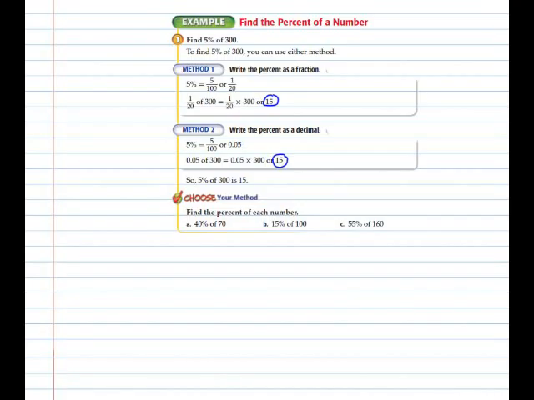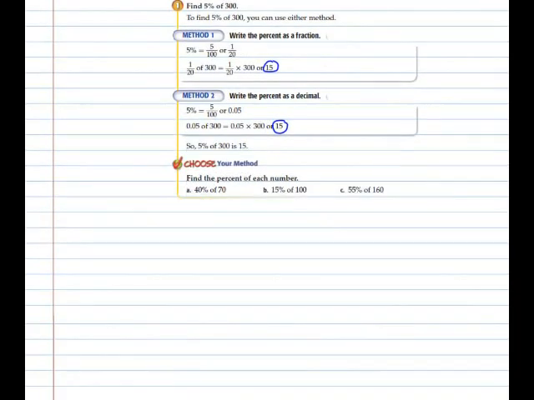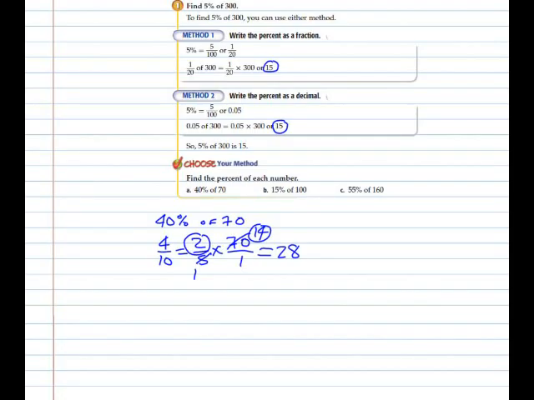We'll vary our methods here a little bit to give you some variety. We'll do 40% of 70. We're going to write 40% as the fraction 4 out of 10, which simplifies to 2 out of 5. We're going to multiply that times 70, because we can simplify here. What we get here is 14, and 1 here, dividing them both by 5, so 2 times 14. 40% of 70 is 28.